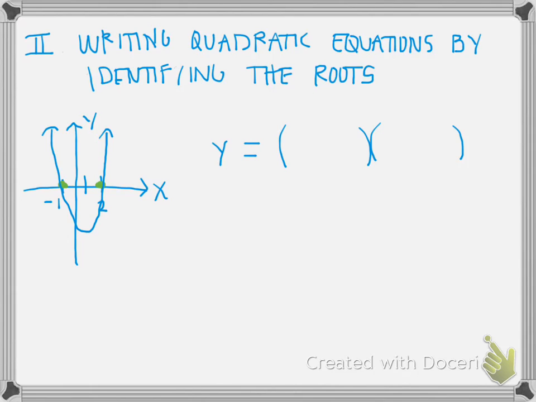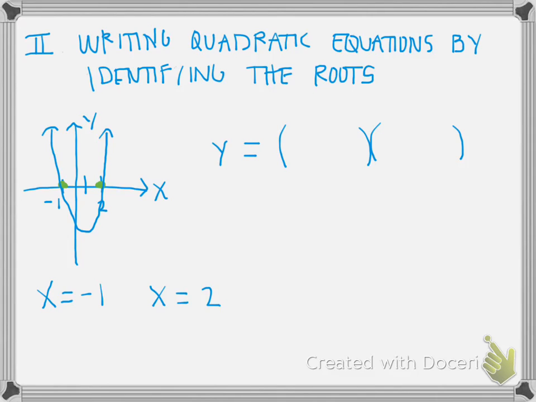Okay? So what this means is that x is going to be equal to -1 and x is going to be equal to 2. Right? That is where it crosses the x-axis. Those are my roots. That means that those are my factors, solved for 0.